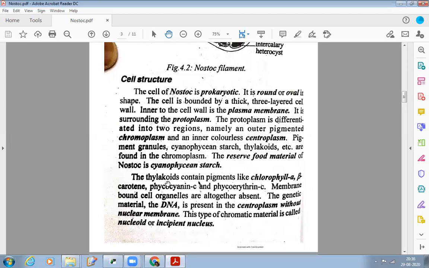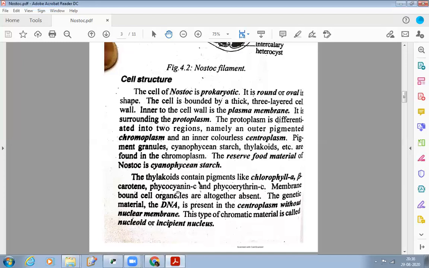Even the endomembrane system, the single membrane bound cell organelles like endoplasmic reticulum and Golgi apparatus, vacuoles and lysosomes, altogether they are absent. That is why it is considered prokaryotic in nature.